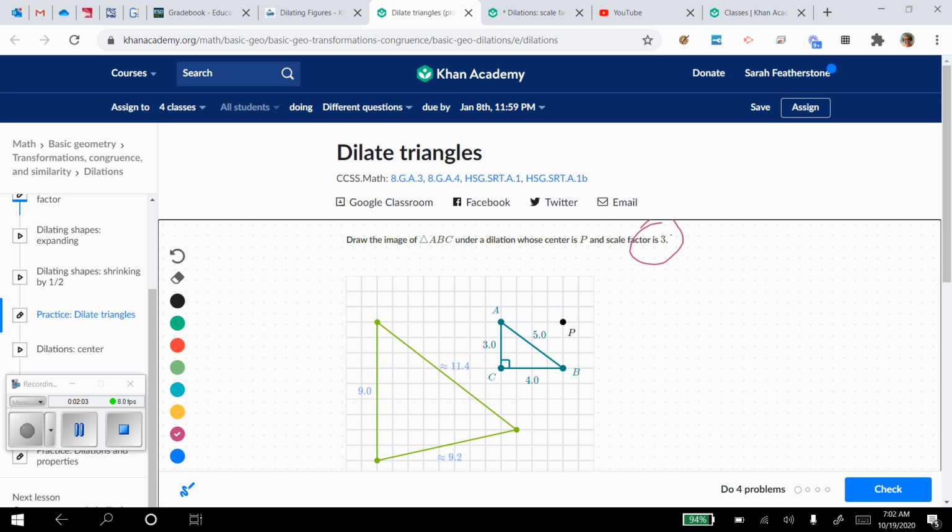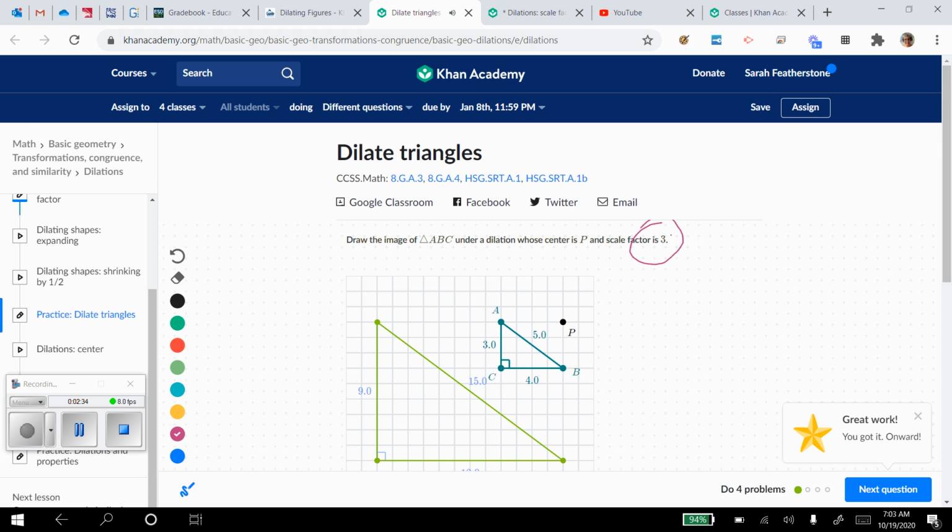Okay, so now point B is 3 away from point P, right? So that means point B prime is going to be 3 times 3, or 9 away from point P. So let's count that. 1, 2, 3, 4, 5, 6, 7, 8, 9. So that point should go right there. So I've taken all of these sides and their distances from point P, and I've multiplied them by 3 to figure out the points for my new image. Check it, and I've got it.